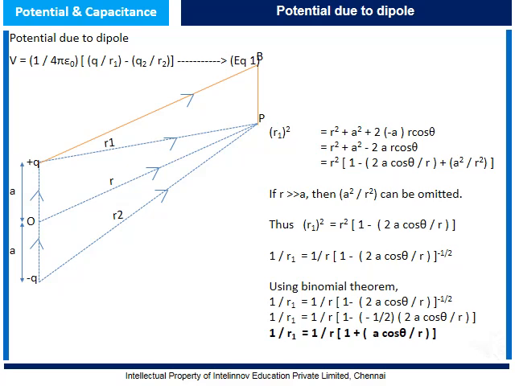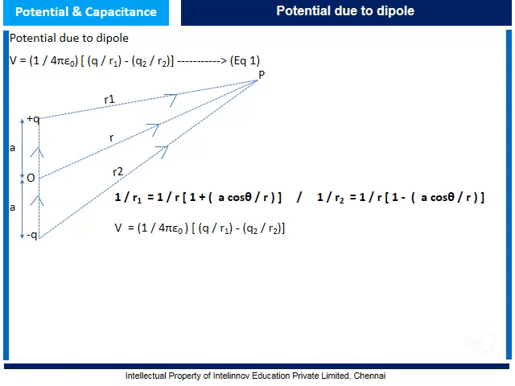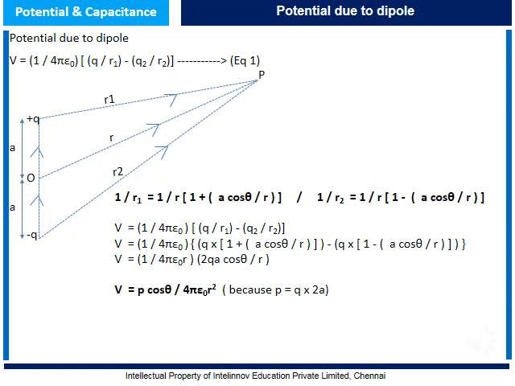Now we know 1 by R1 equal to 1 by R into 1 plus a cos theta by R, and 1 by R2 equal to 1 by R into 1 minus a cos theta by R. Substituting these two values in equation 1, we get V is equal to P cos theta by 4 pi epsilon naught R square. Here P is nothing but the dipole moment, which is given by P equal to Q into 2A. The relevant steps are as mentioned here.